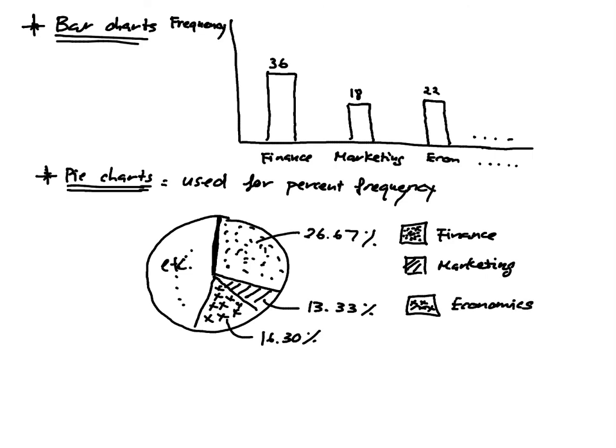Okay. So in this video, we defined frequency, relative frequency, and percent frequency. We looked at an example of a frequency distribution, and then we learned how we can use bar charts and pie charts to depict the information from the frequency distribution.